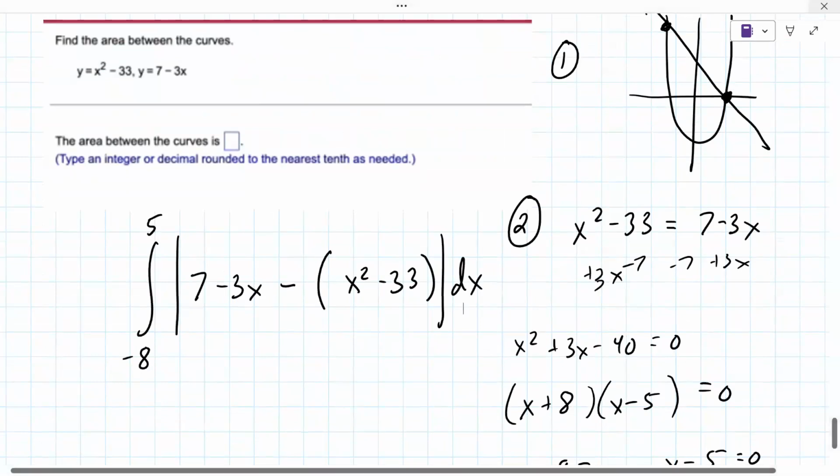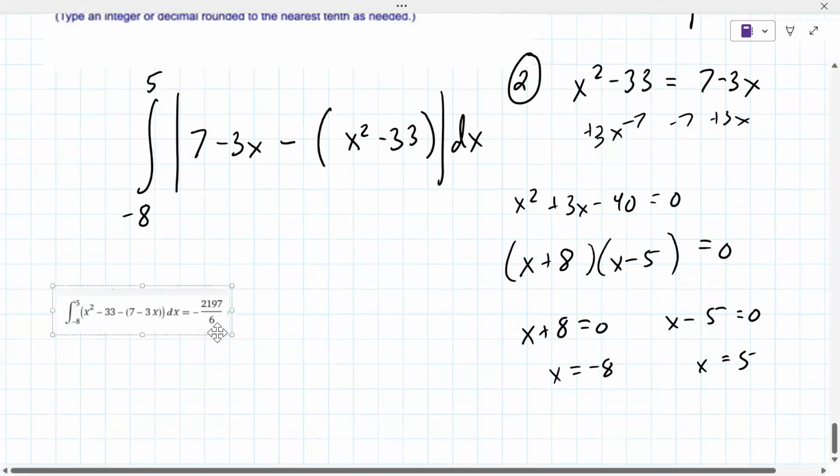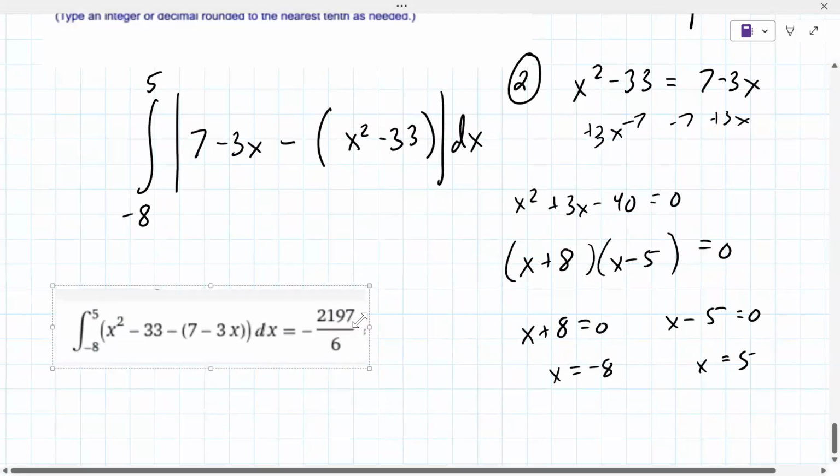I got 366 point... let me put it into fraction. I think it's working well. All right. So for the integral I got 2197 divided by 6 for the fraction. Let me show you briefly, really briefly. I did the wrong order in this piece of software I use, and you'll notice it just gives you the negative of the right answer.